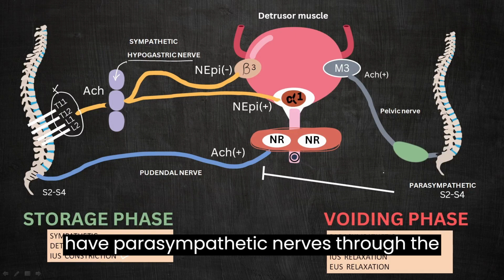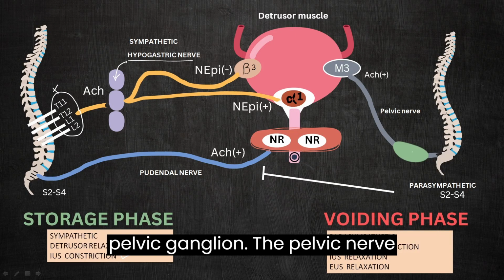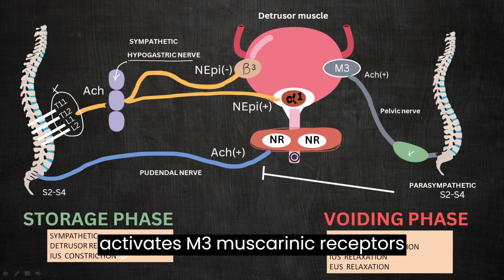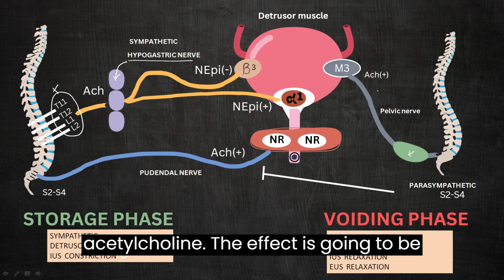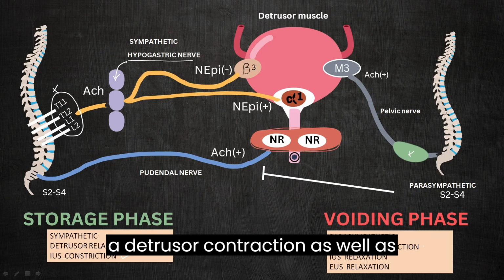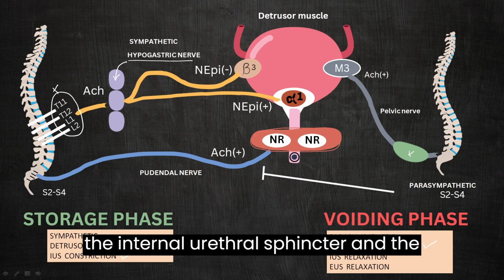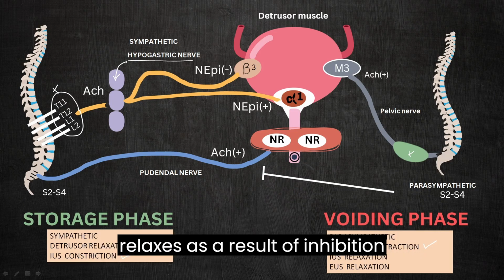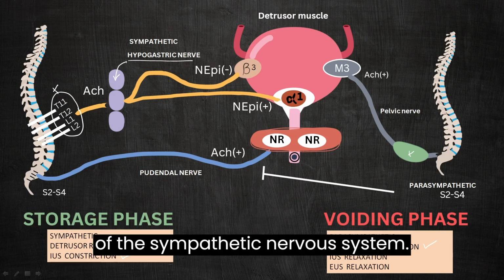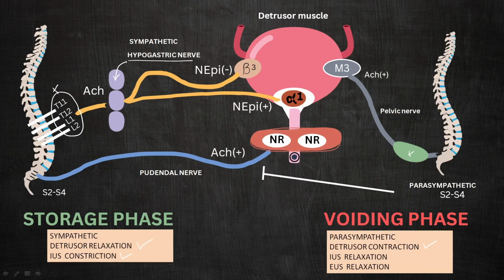So we have parasympathetic nerves through the pelvic ganglion. The pelvic nerve activates M3 muscarinic receptors through the neurotransmitter acetylcholine. The effect is going to be a detrusor contraction as well as the internal urethral sphincter, and the external urethral sphincter relaxes as a result of inhibition of the sympathetic nervous system.